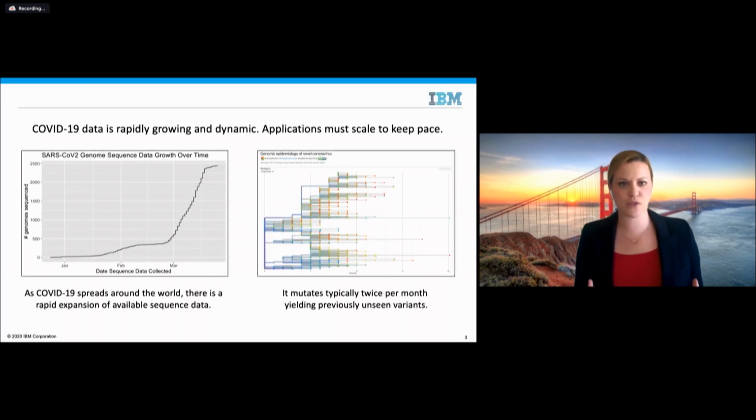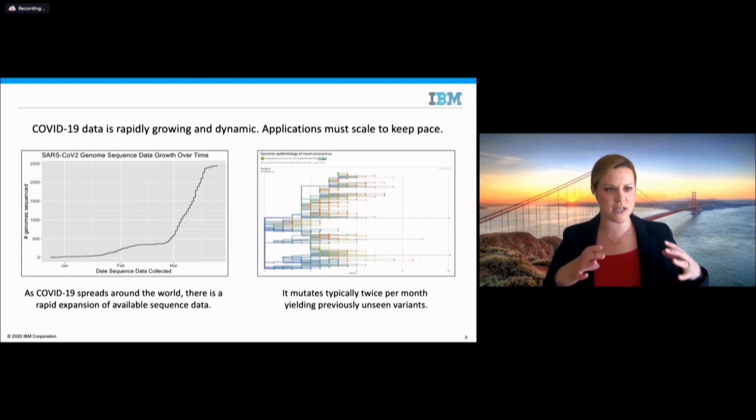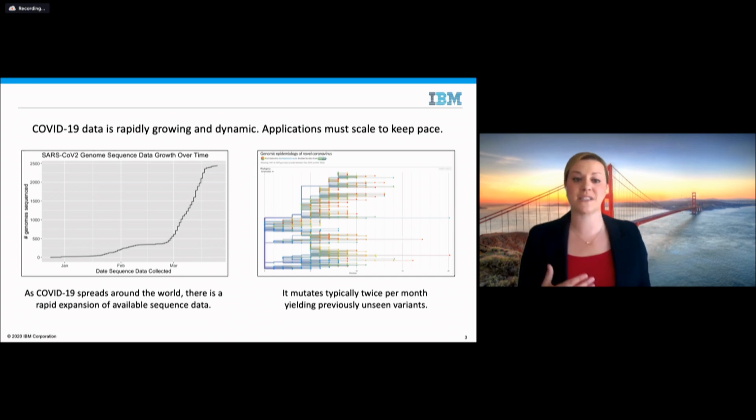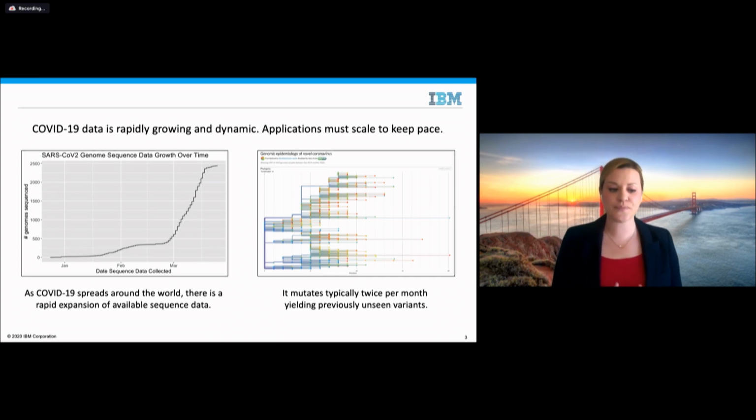One of the things that we've observed over the last several weeks is that as the virus itself has been spreading rapidly, the amount of available sequence data is also growing at a very fast rate. This data was pulled as of yesterday, looking at the total amount of sequence deposited over time, and we're seeing thousands of available sequences. This magnitude of data, as well as the rapid rate with which it is created, indicates that applications to process that data must keep pace.